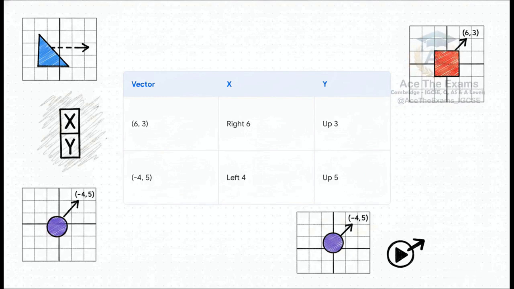These translations are commanded by column vectors. The top number tells you your horizontal slide, and the bottom number is your vertical slide. So a vector of 6/3 means every point moves right 6 units and up 3 units. If you see a negative top number, like -4/5, that means you slide left 4 units and up 5. It's a really elegant, strictly numerical way to command movement.